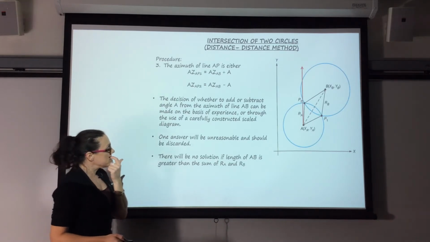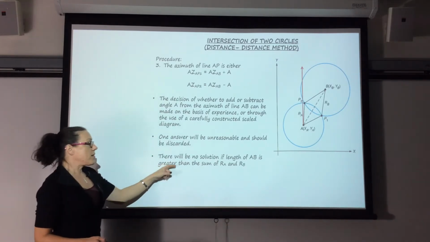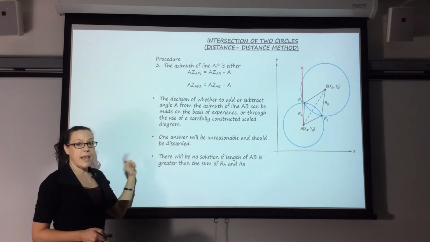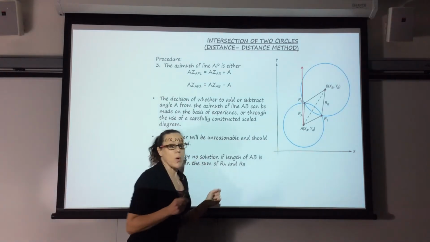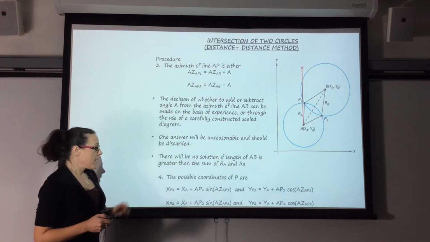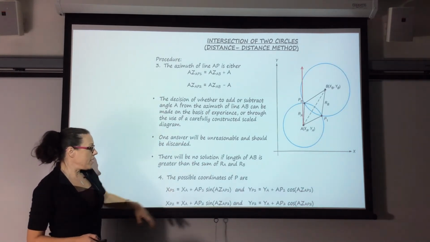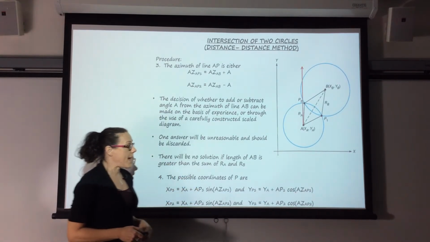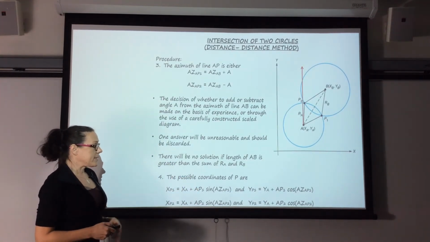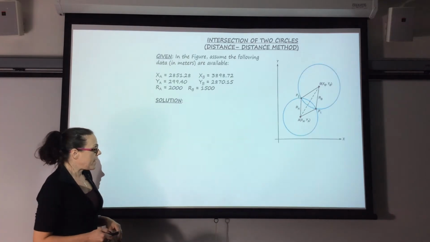There are no solutions if the length AB is greater than the sum of the radii A and B. The reason is that means the 2 circles won't touch. And the possible coordinates at P are, again, found using the latitudes and departures with a known point and adding the values to the x of A or y sub A, okay?